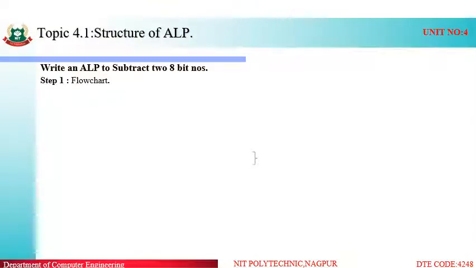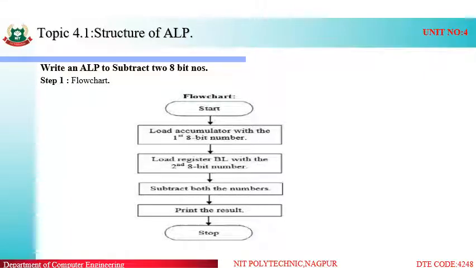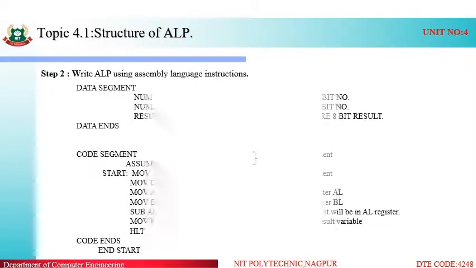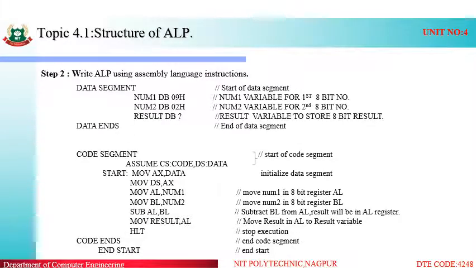Same logic will be used to subtract two 8-bit numbers. Load the first number into accumulator, load second number into BL register. Now instead of addition we have to perform subtraction. We will subtract and print the result. So the same, simply one instruction will change, that is instead of add we will use sub.